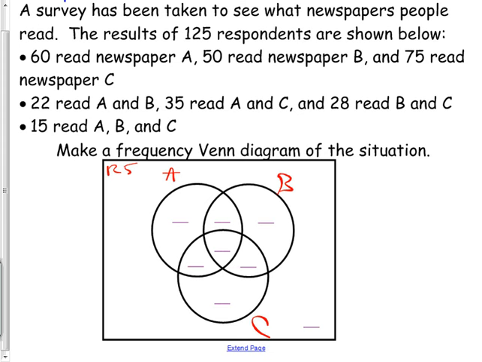22 read A and B. I'm just glossing over all of this until I get to the A, B, and C, the middle. And that's 15 read A, B, and C. Everybody put a 15 right there. Now we can go back and go from there. Now let's go one step at a time. We're going to do these 3 next. They're like the next level of inner. They're not the outer ones. These will be last. We don't do those till last.